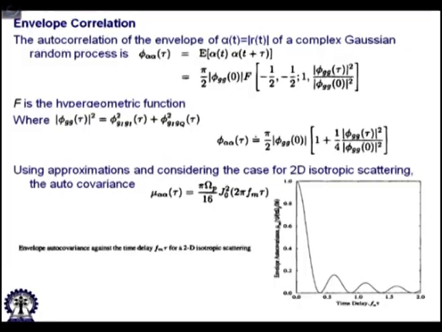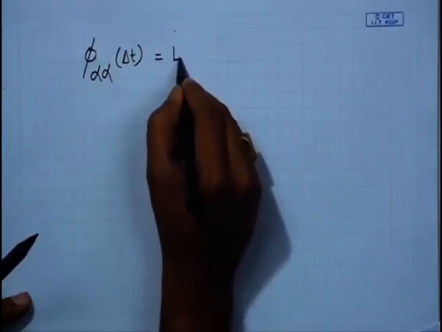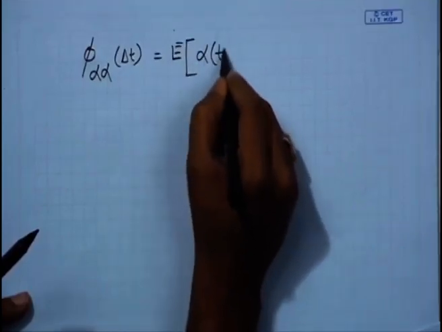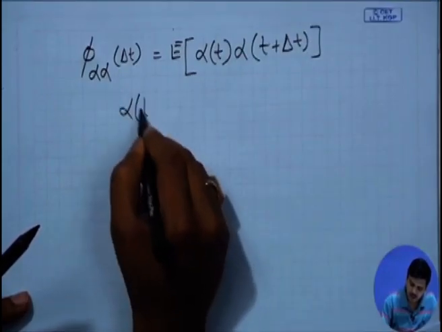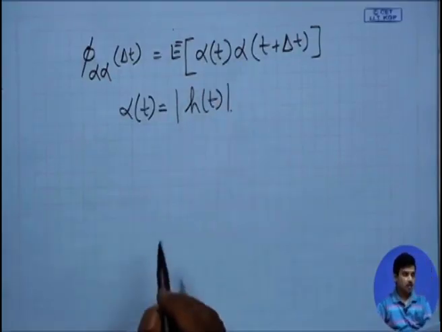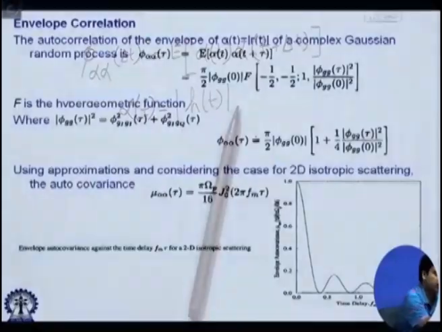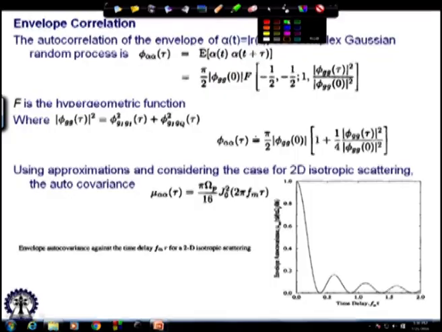So, what we would lastly like to see is the envelope correlation. Envelope correlation is basically the correlation of alpha, alpha of t. Basically, we are talking about phi of alpha alpha delta t, which is equal to the expected value of alpha of t times alpha of t plus delta t, where alpha of t is equal to mod of h t. Okay. So, the result that we have is what we are going to share with you over here. Again, the derivation is cumbersome, so we would not go through that. If you want, you can go through it.